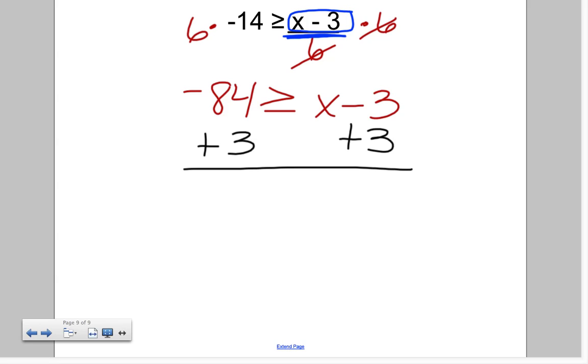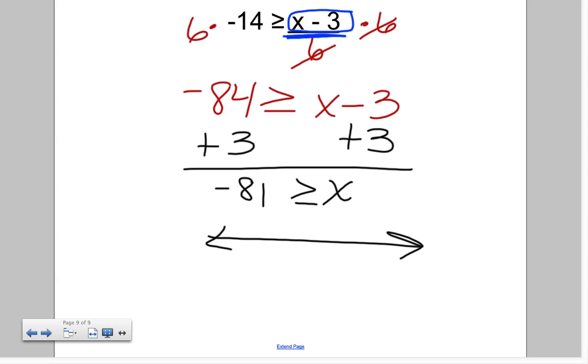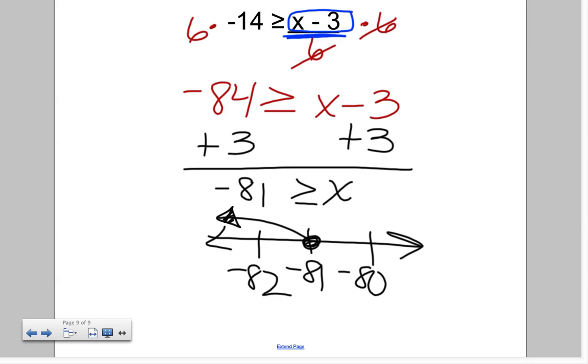All right, so we got what? x is less than or equal to what? Negative 81. Open or closed dot? Closed. Arrow is going to point in what direction? Left. Remember, if you rewrite this, the little point is pointing to the x, so you could actually rewrite it like this.